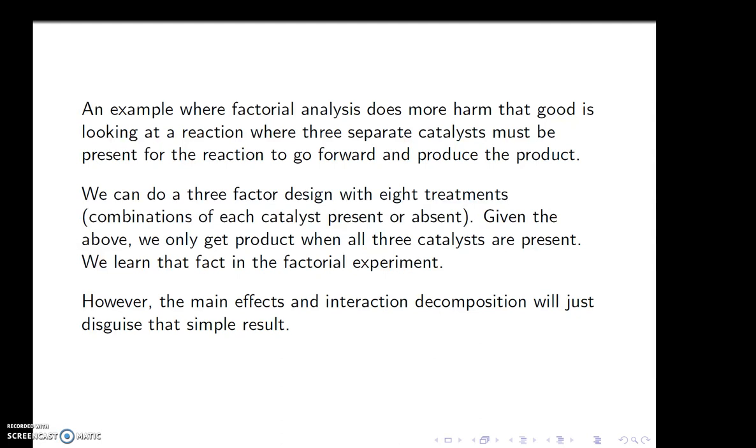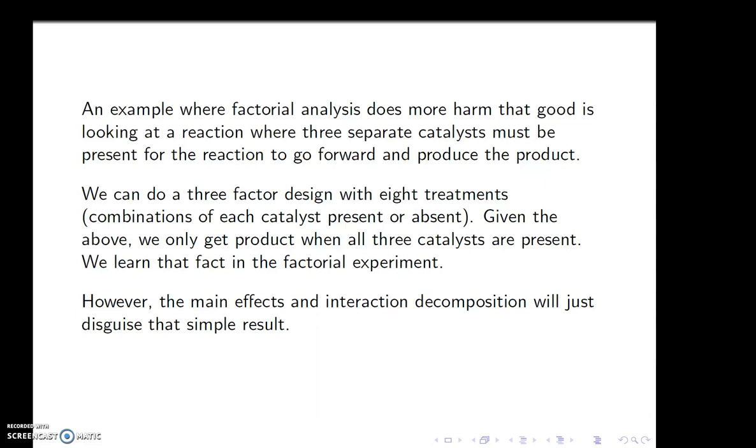Suppose you had 3 separate catalysts. All 3 must be present in order for a reaction to go forward and produce some sort of effect. We can do a 3-factor design with 8 treatments, the combinations of each catalyst either present or absent, so those would be like indicator variables in the model. Given the above scenario, we would only get product when all 3 catalysts are present. And we learn that fact using the factorial experiment.